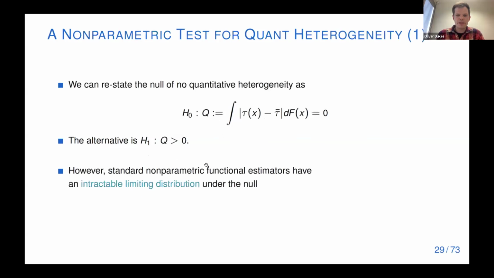Okay, so we now have a sort of functional on which to base our test, right? This Q, the integrated absolute value of the difference between the CATE and the ATE. But the problem is this isn't like many of the nice functionals that we often work with in semi-parametric causal inference, where we could obtain an efficient influence function and then base the test on the influence function. And the problem here is that standard non-parametric functional estimators would have an intractable limiting distribution under the null. This really relates to the fact that the null is at the boundary of the parameter space, right? Because Q cannot be less than zero.